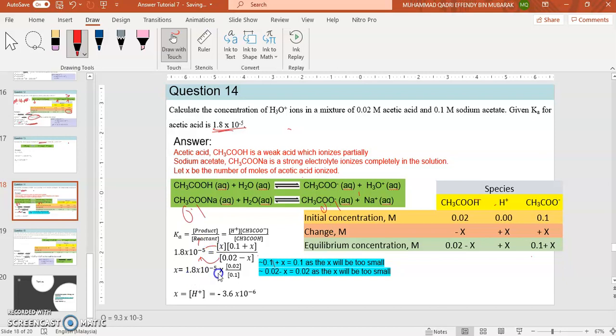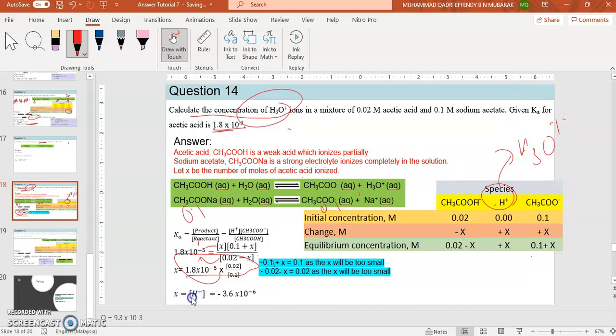So when we compute it, we get x equal to the concentration of H plus. The concentration of hydrogen ion will be 3.6 times 10 to the power of negative 6. The question asks us to calculate the concentration of H plus ion, so we already calculated this one. H3O plus and H plus are the same thing, the same species.